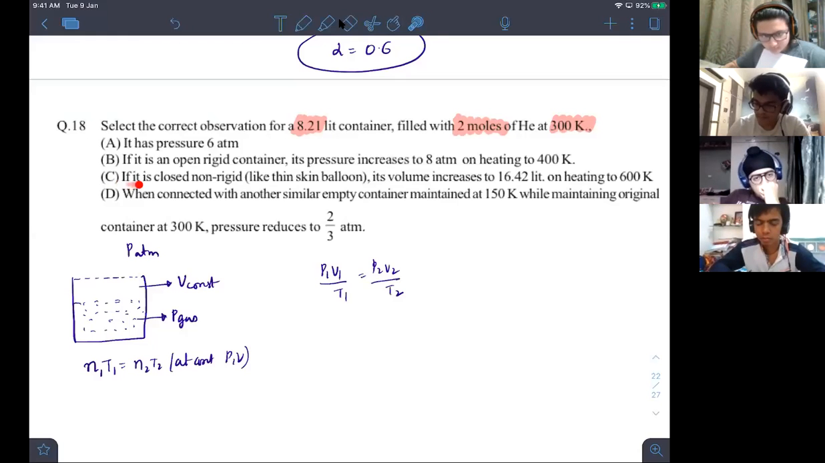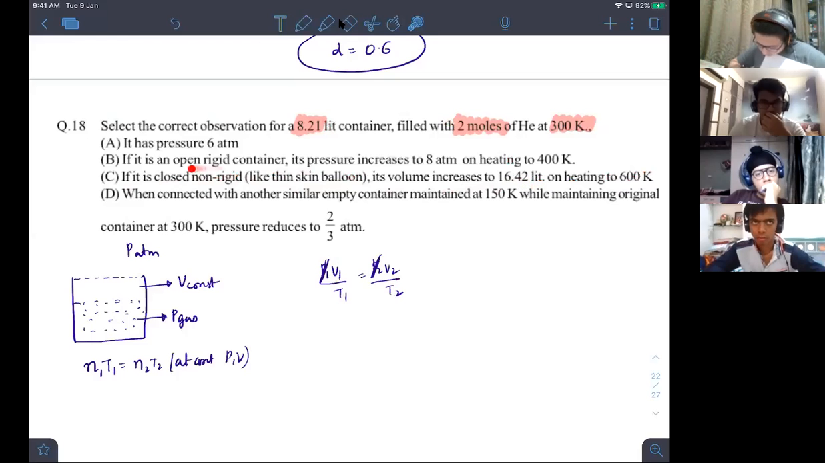See guys, third, it is a closed, non-rigid, like a skin ball. Its volume increases to 16.42. It means it is sufficiently big in size so that the pressure remains constant. So the only factor that will change is volume, because the number of moles are anyway remaining constant. So if the temperature is changing from 300 to 600, the volume should also double, right? So this is a correct observation. Is the point clear? Since it is a closed container, the number of moles are constant. Since it is a skin-like ball, the ball is sufficiently large that you are not seeing any pressure difference inside. Then temperature and volume will be the dependent factors. So V1 by T1 should be equal to V2 by T2.